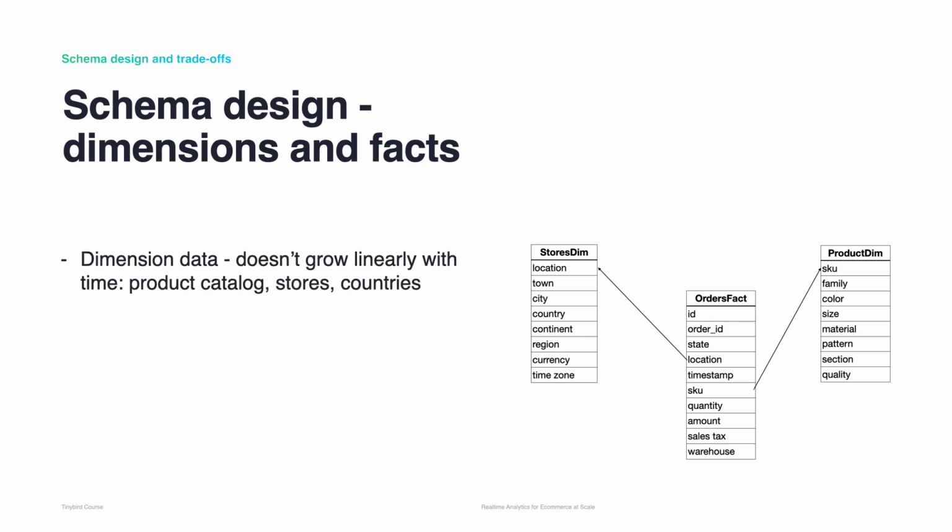Dimension data is everything that doesn't grow linearly with time, or if it does so really slowly. For example, the product catalogue grows, but nothing like at the same rate as orders, assuming of course you have customers. Other examples would be stores and countries. You don't expect these tables to go for several million records. Facts are something that grow every day. Orders and changes in stock, for example. Think of these tables as tables of events.